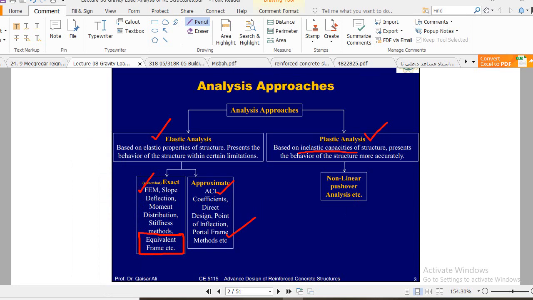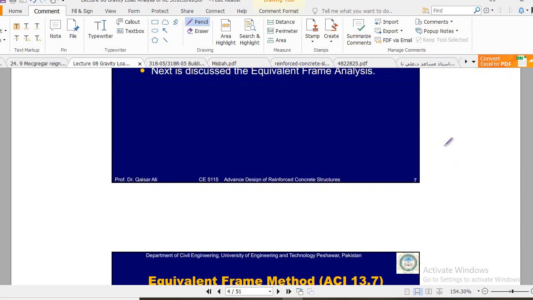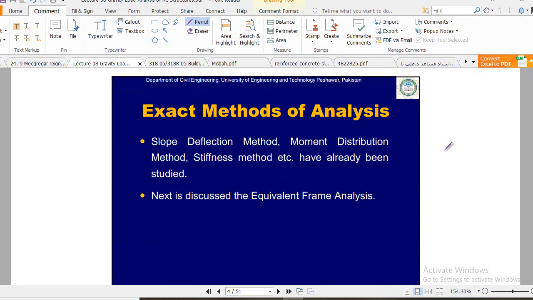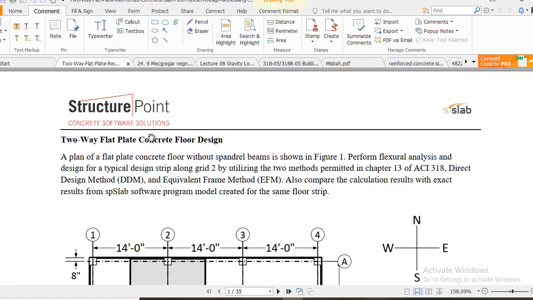So let us start with the basic concepts of the equivalent frame method. First of all, I would like to share the documents I'm using to prepare my lecture. The first one is this example.